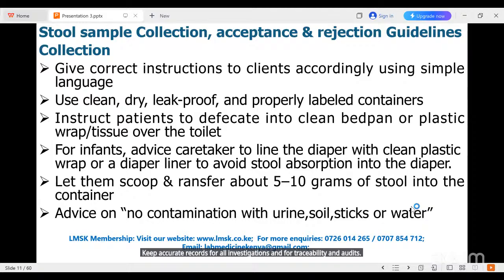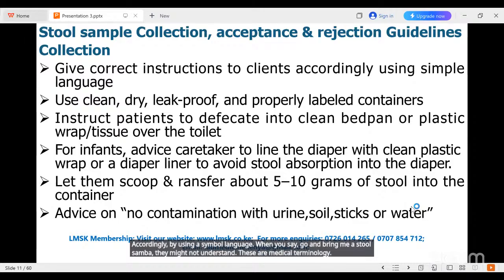Now let me take you through stool sample collection, acceptance, and rejection guidelines. So when it comes to collection, give the correct instructions to clients accordingly by using simple language. When you say, go and bring me a stool sample, they might not understand. This is a medical terminology.